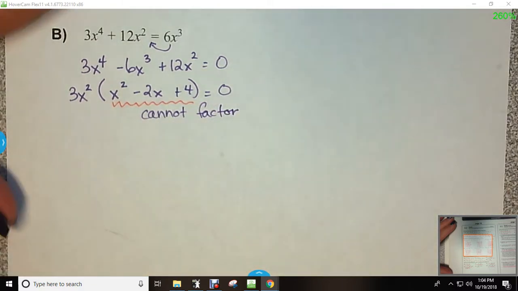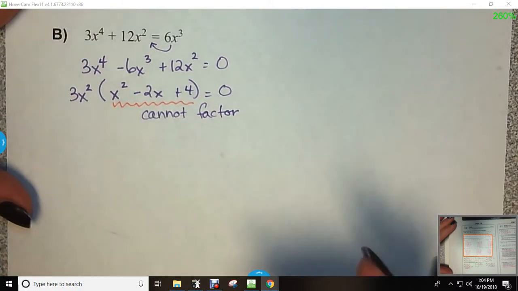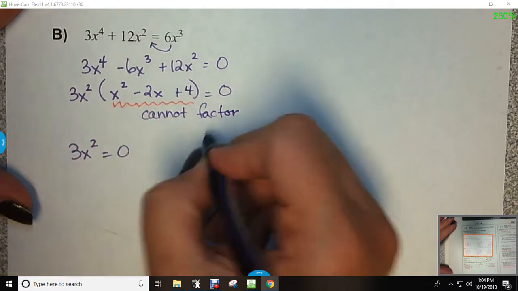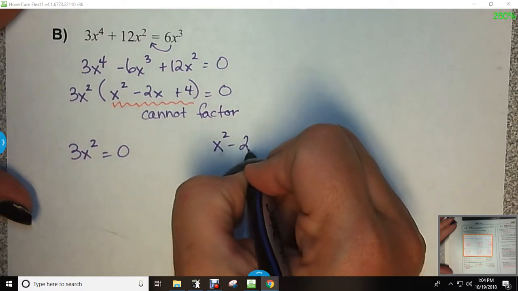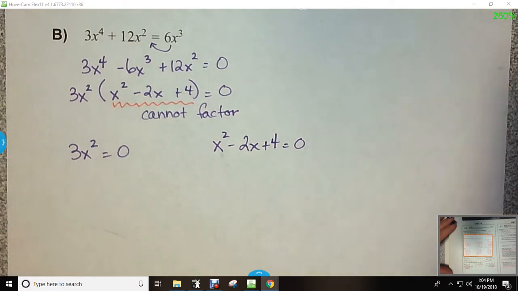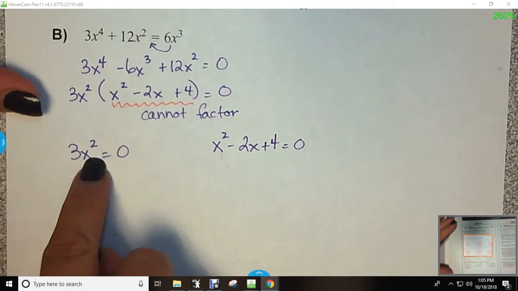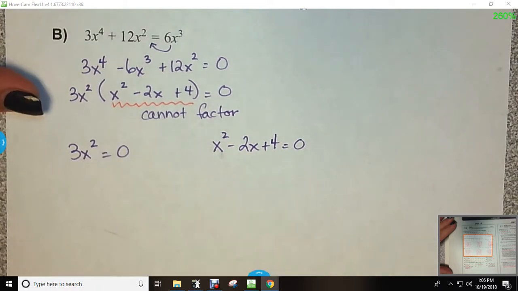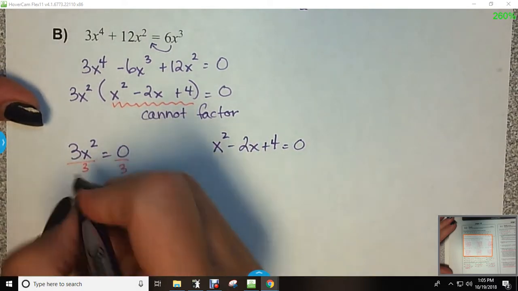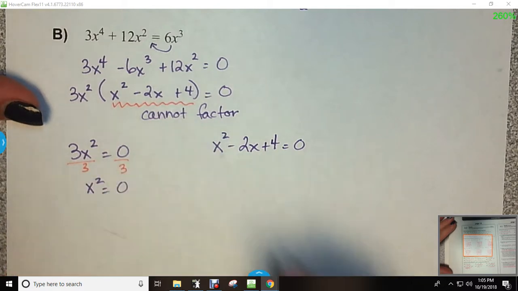Well, we haven't solved for x yet, but I'm done factoring at least. When I'm done factoring, remember, you've got to set each of your factors equal to 0. Alright guys, once we get to here, I've got my factors set equal to 0. Now I have to solve both of those. So over here, I'm going to divide both sides by 3. And I get x squared equals 0.